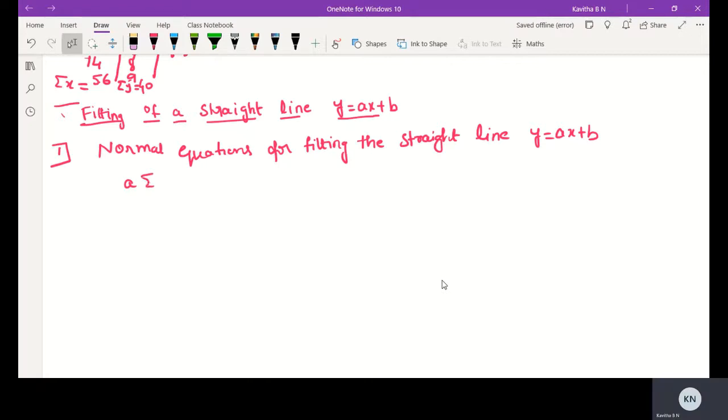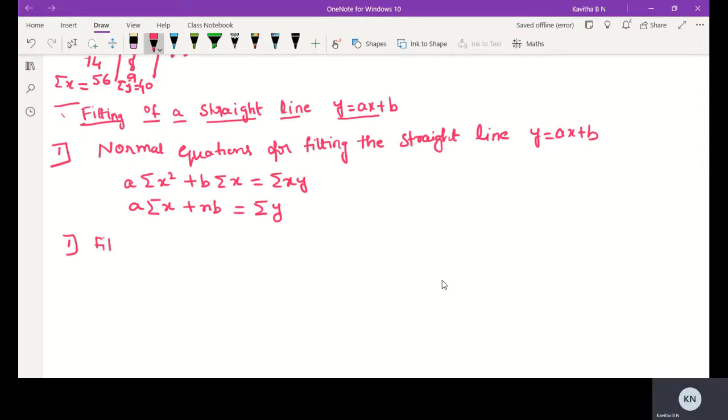a summation of x square plus b summation of x is equal to summation of xy, and a summation of x plus nb is equal to summation of y. Okay, using this formula we are going to solve the problems. Take down the problem.